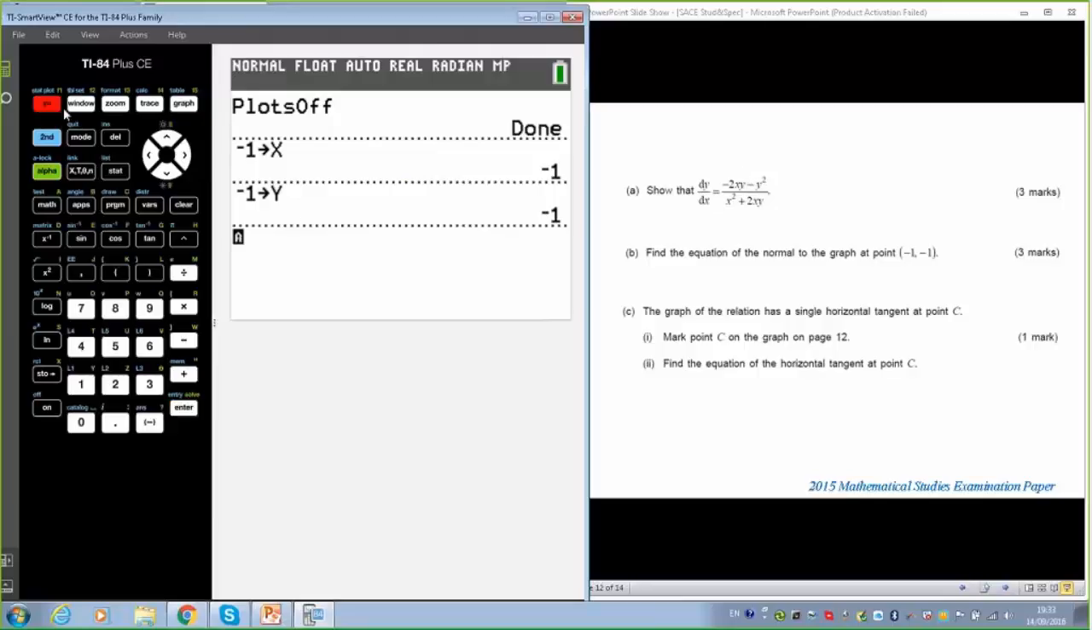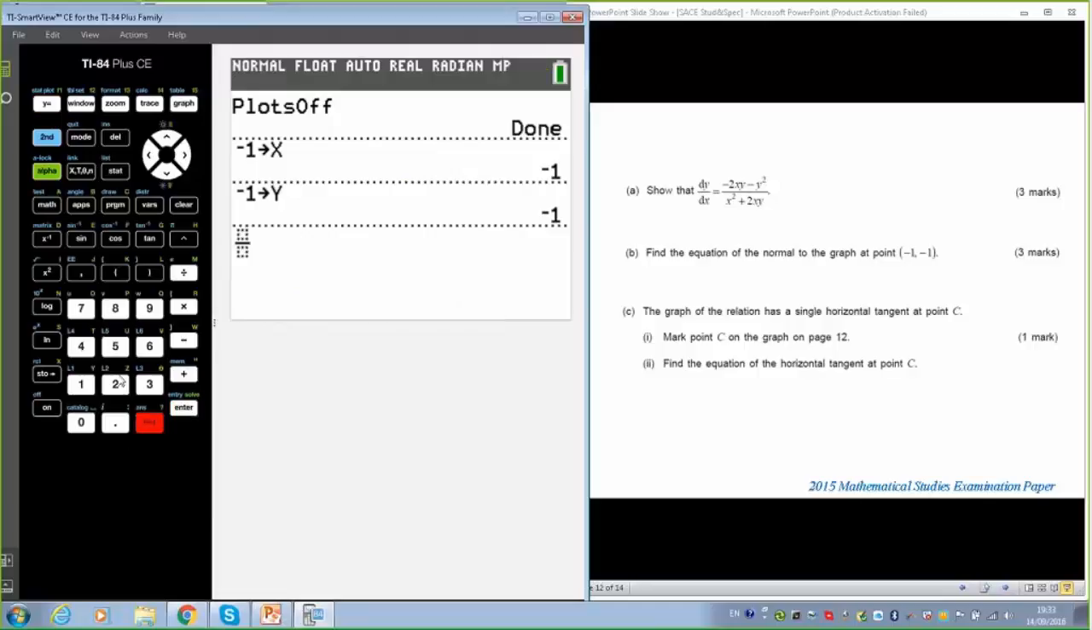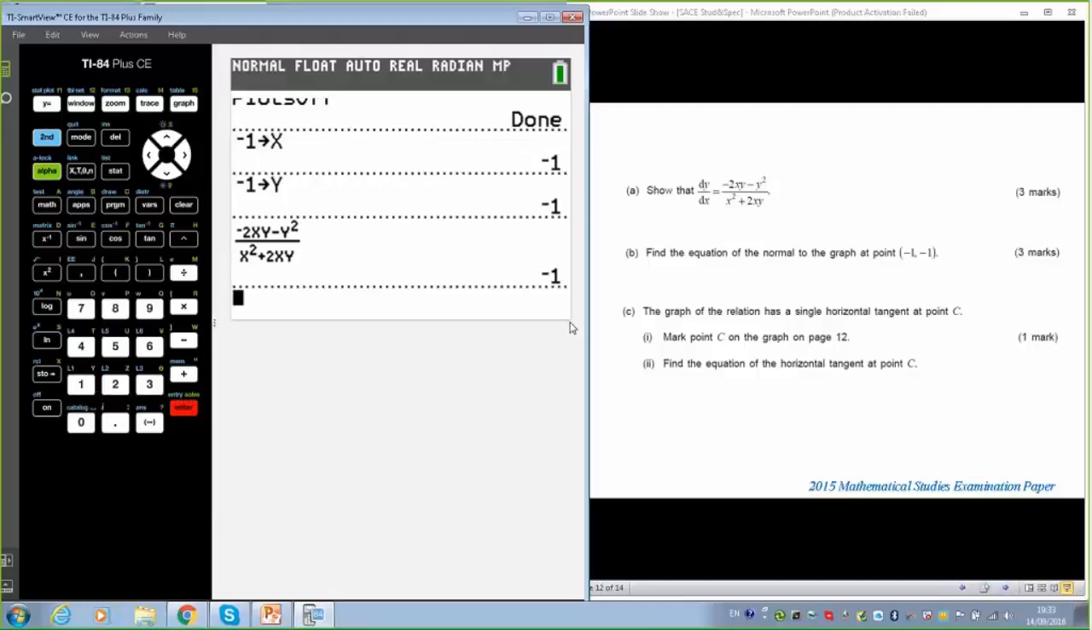So using the fraction button and typing in -2xy minus y squared all over x squared. Now obviously, because the calculator knows that those values are -1 and -1, we should get the answer of -1. There we go. So we get the gradient. And when we do solve it, we get the line of y equals x.